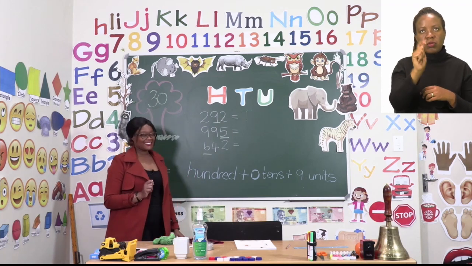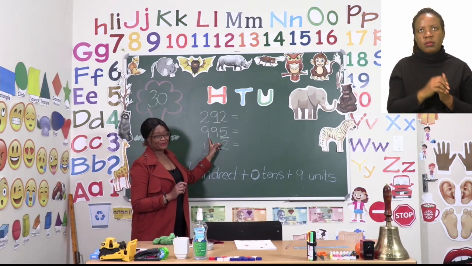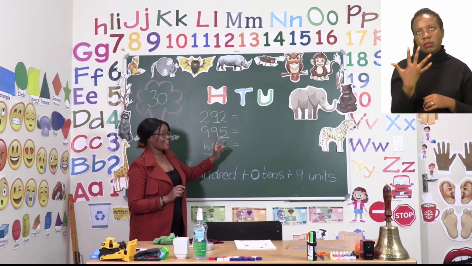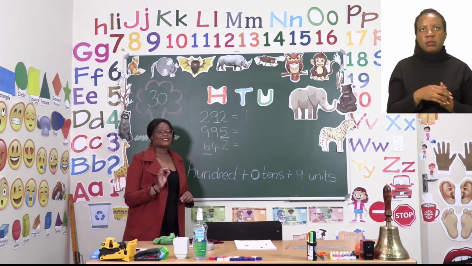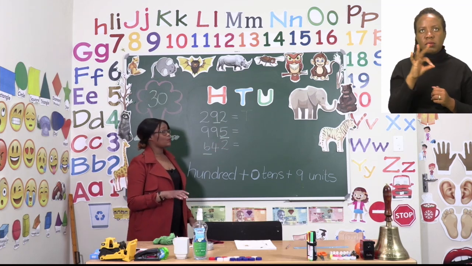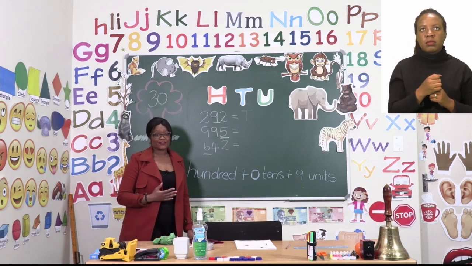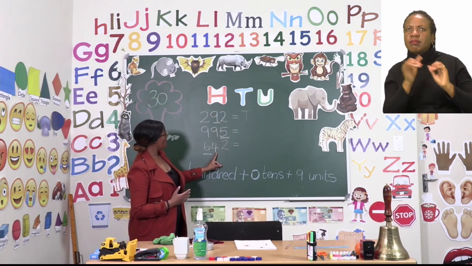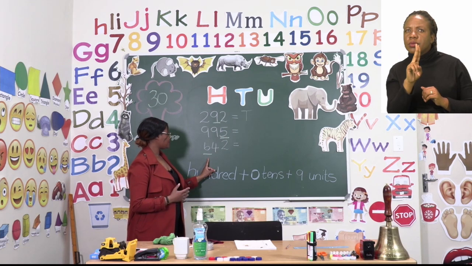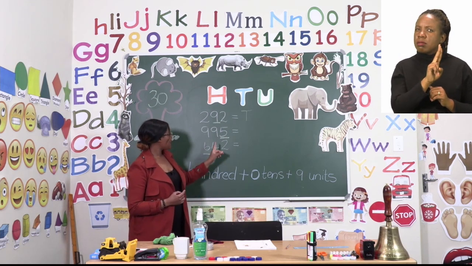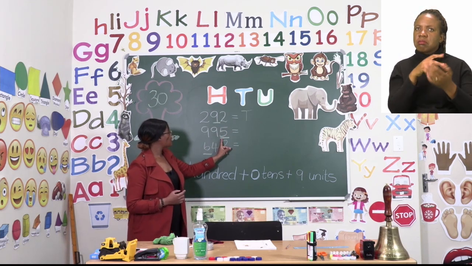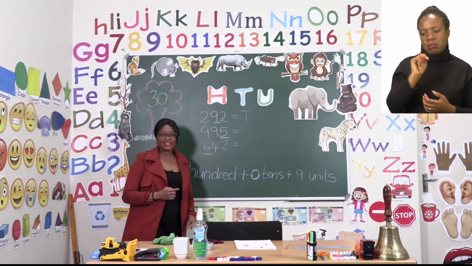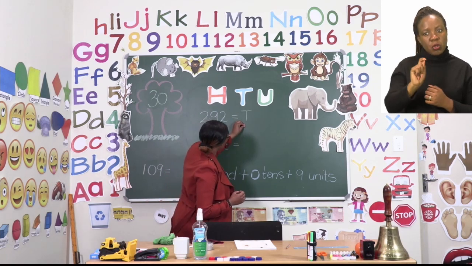The next one says, let's read it together, 995. So we have 995. We need to find out where it belongs. Is it units, tens, or hundreds? Well, it looks like it's the 5 that is underlined, and we said units. So that means it is sitting with units.